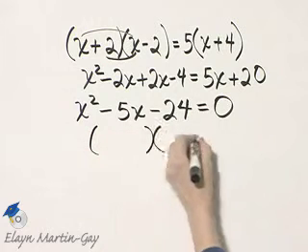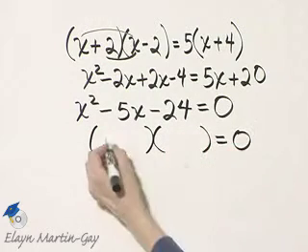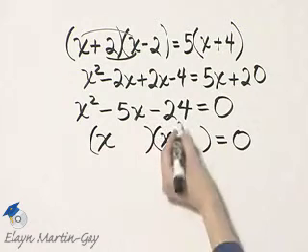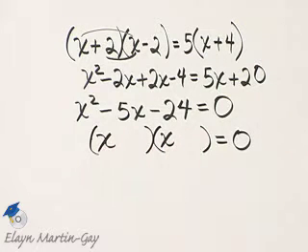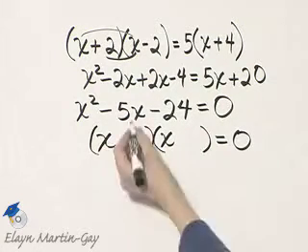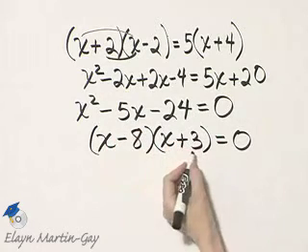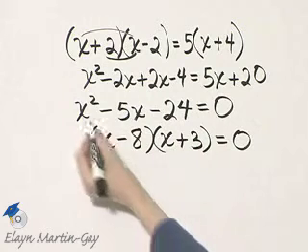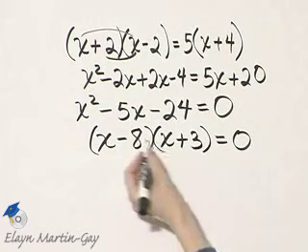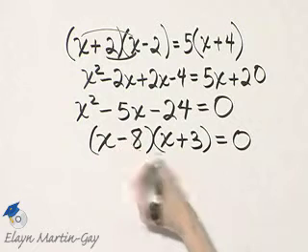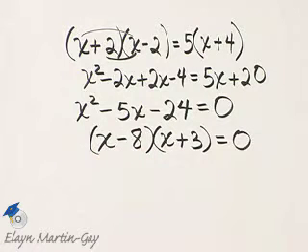Let's see if this trinomial factors. x and x, I'm looking for two factors of negative 24 whose sum is negative 5, so that will be negative 8 and a positive 3. And you can check, that's x squared, 3x minus 8x is negative 5x, and last times last, minus 24.